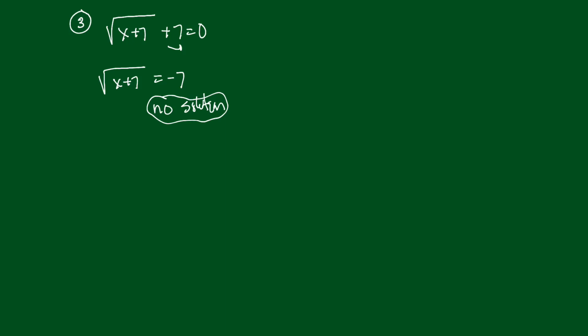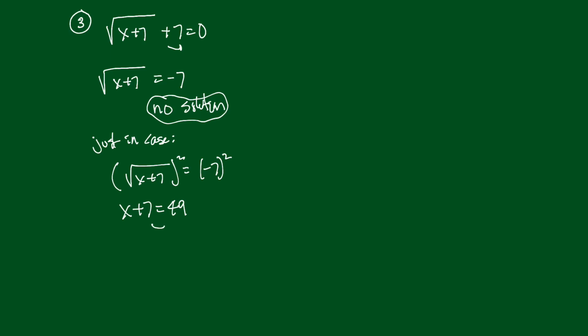Square both sides. All right, so just in case, here's what we'll get. I'll square both sides so we can see what's going to happen. Square root of x plus 7 squared equals negative 7 squared. So on the left side, square root, the radical comes off. We get x plus 7. Negative 7 squared. Negative 7 times negative 7 is positive 49. Subtract 7, we'll get x equals 42. All right, now remember, that's a potential solution. So take that 42 and put it back into the original equation, and let's see what happens.